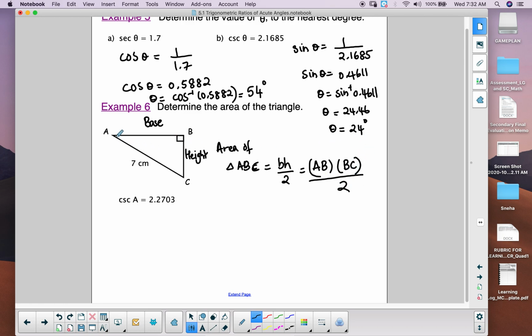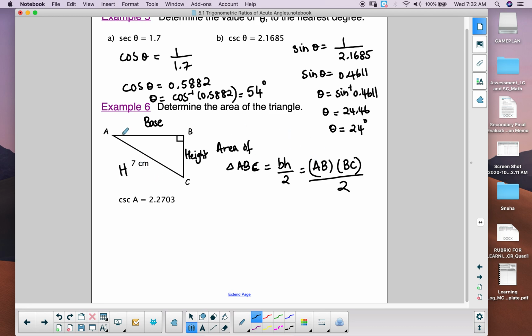I'm also given that this length, which is the hypotenuse, is 7 centimeters. And I'm also given cosecant of A is this number, 2.273. So I'm given these two pieces of information, and from these I have to arrive at this area of a triangle. Or I have to somehow find the base and height from these two pieces of information, and then arrive at the area of the triangle.